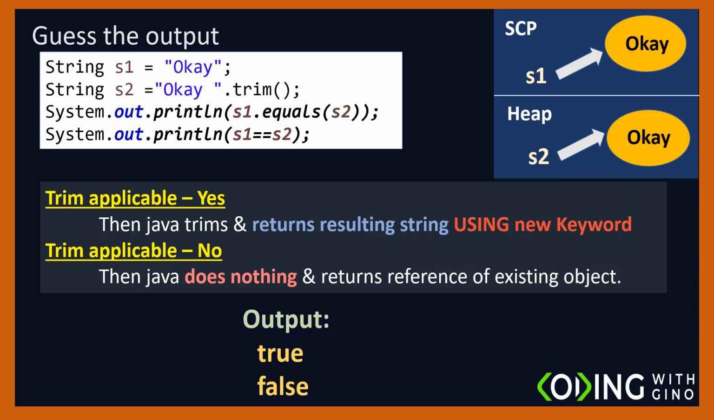To summarize, whatever we learned in this question applies not just to trim, but to all methods of string class that return a string as a result.